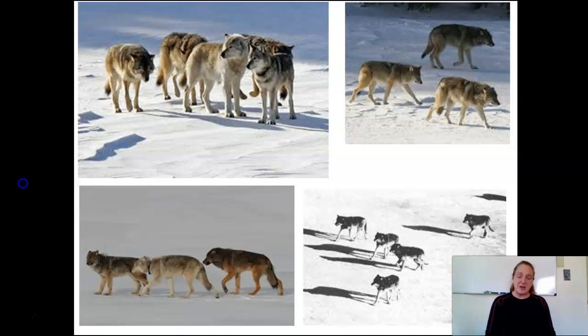The founder effect didn't seem to be affecting the population. Like, they seemed to be pretty healthy. There were 4 or 5 packs at different times. Everybody seemed to be getting enough moose. Then, in the 1980s, the population of wolves experienced a bottleneck effect.